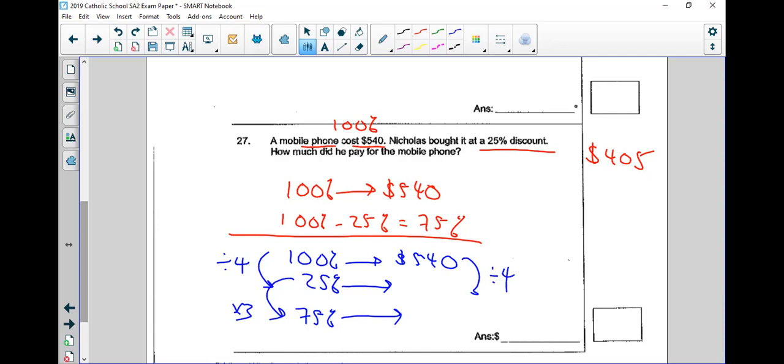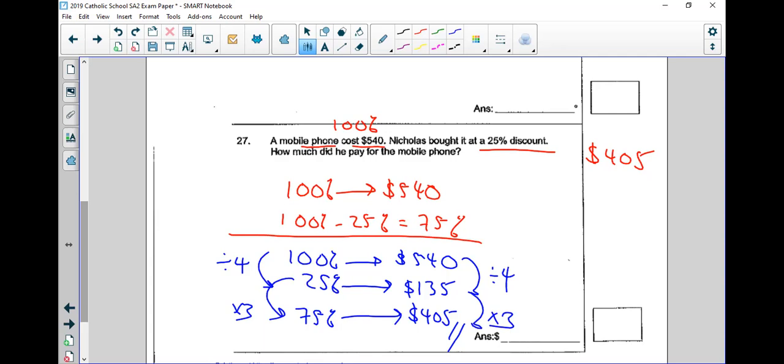So you take 540 divided by 4, do your working, you will get $135, and then you jump again times 3. And you will get how much? $405. So this way of doing will be a little bit faster, less working. But if you don't know how to do this way, then what do you do? You find 1%. Go and find 1%, how much? Then later go and find 75%. Also can. Okay, are you clear so far, everybody? Understand what I'm talking about?